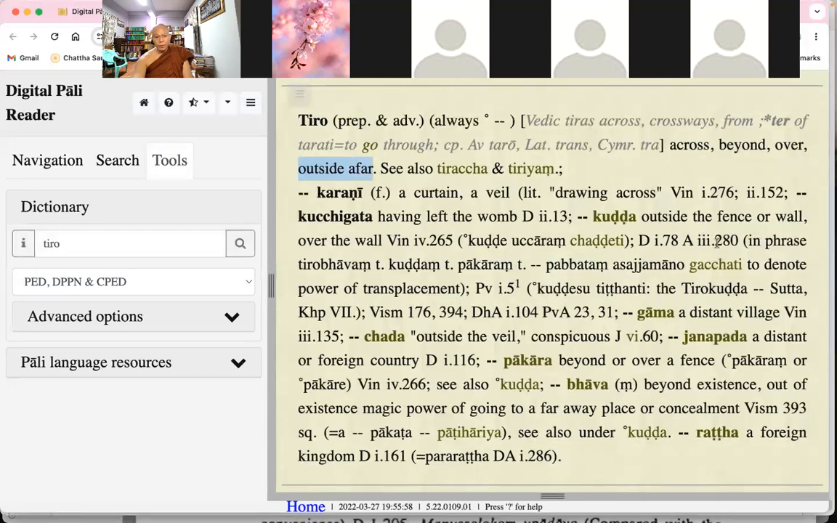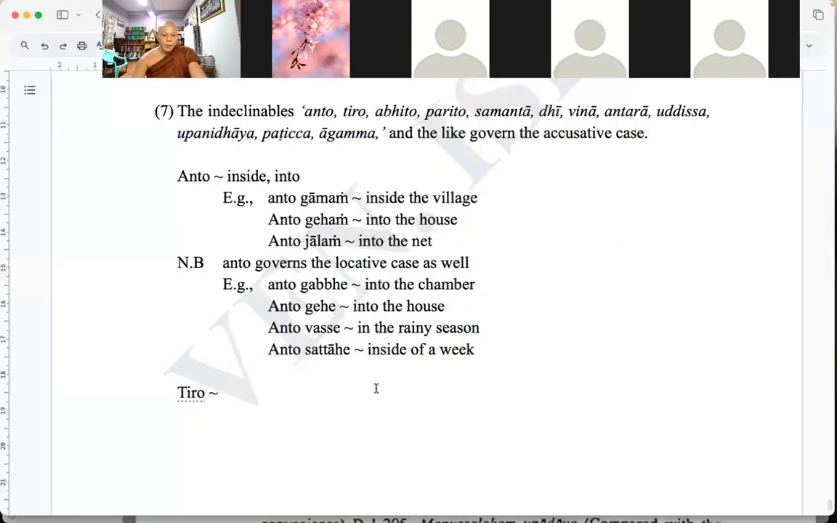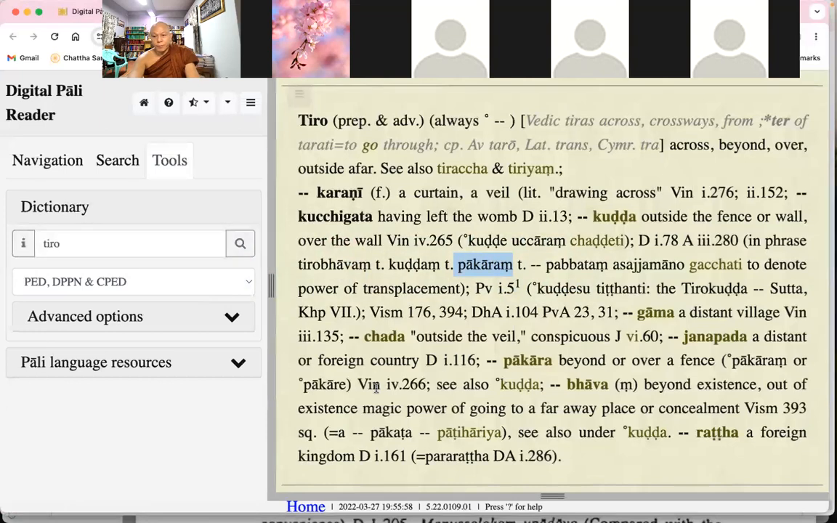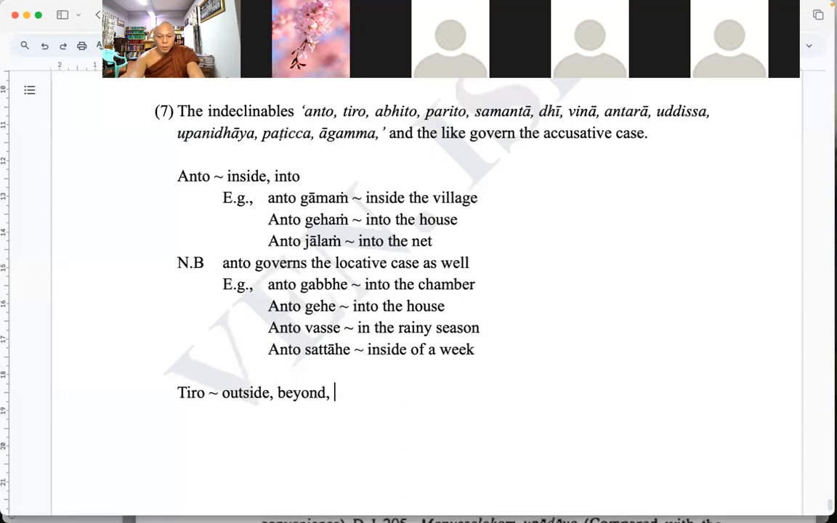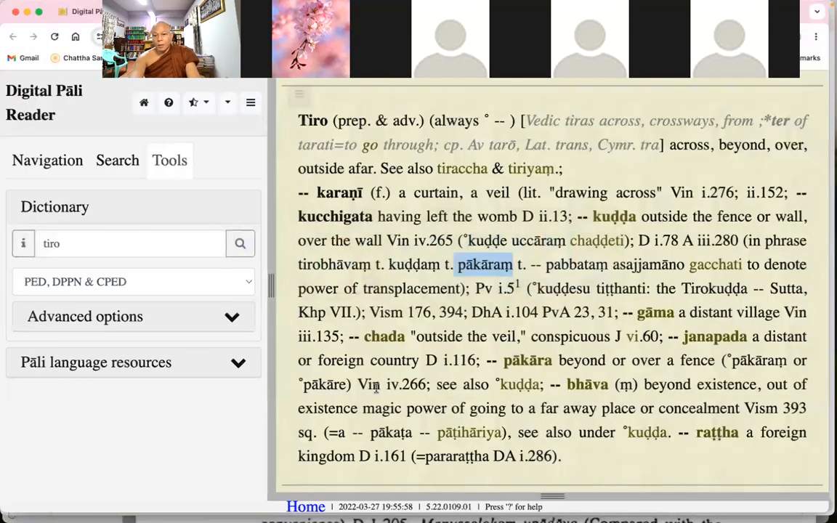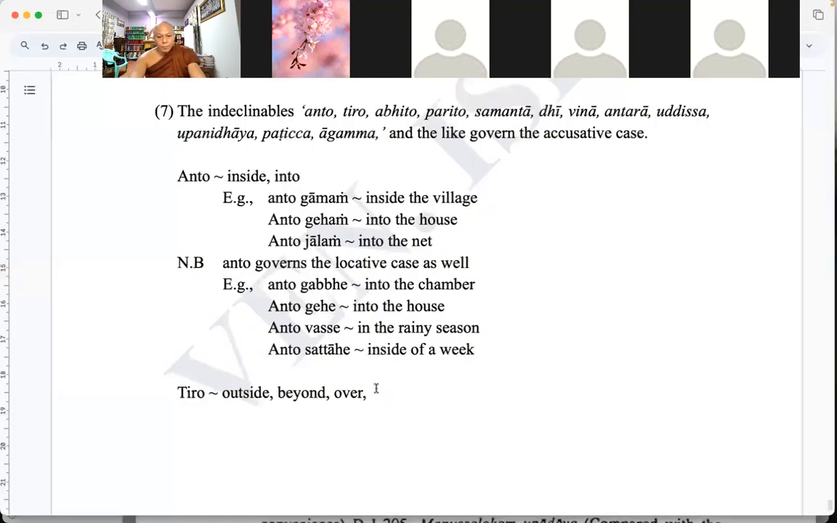Ando koda, outside the fence, outside the wall, ando kodi. So ando, that is locative case also. The inner phrase, tiro bawon, okay, and then tiro bakaran. Outside the wall, bakaran means the wall or the fence. So outside, or what is another one? Beyond. Or maybe over. And also across, based on the content. Okay, based on the content.